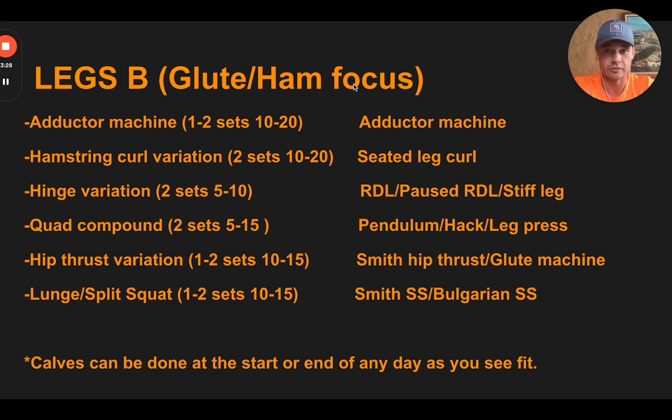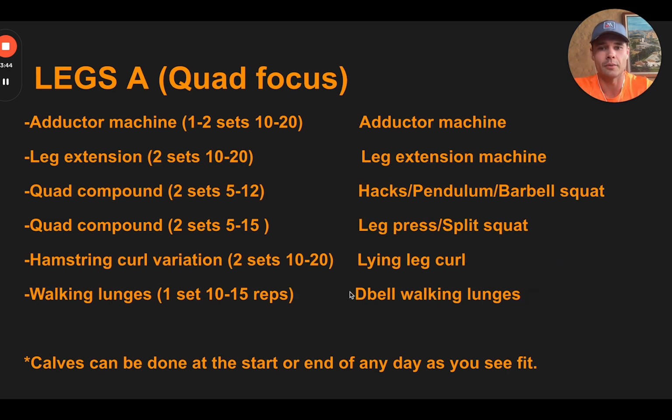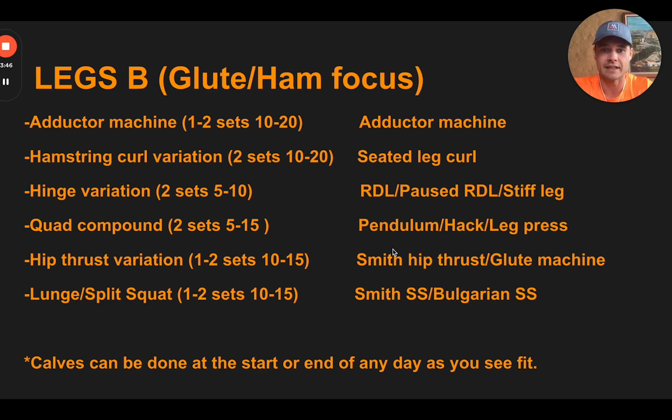Now because this is the glute and hamstring focus day, your hip hinge is going to take primary importance on this day. So your hamstring curl will come first, and then your hinge variation. Then you get into your quad compound. Again, if you've done a hack squat on lower day A, you're not going to do a hack squat again here. You might pick the pendulum or a leg press or something else, and you're going to do 2 sets, 5 to 15 reps here.